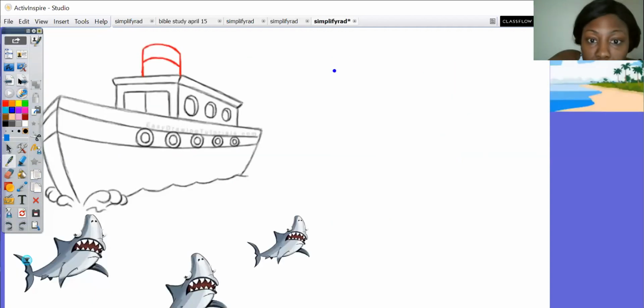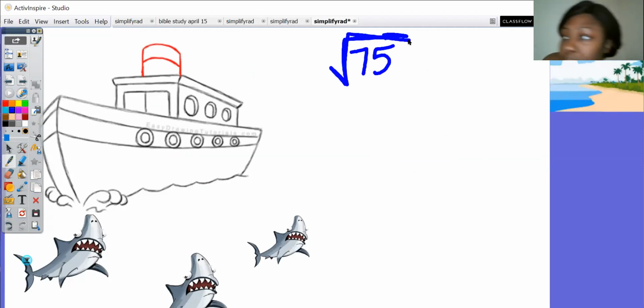Okay, so the first one is square root of 75. If you notice, it's not a perfect square, of course. It's pretty close to square root of 81, but it's not a perfect square. So the first thing you want to do is you want to make a factor tree so you can break it down to its prime factorization. So 75, what times what is 75? You have to think for a second.